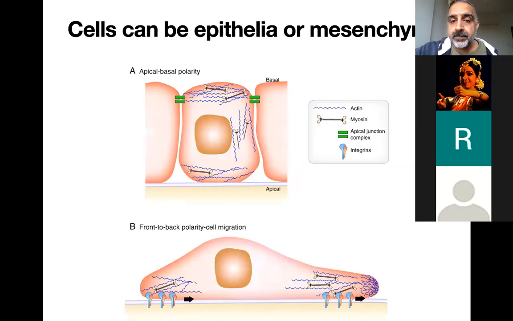I'm putting this up. I want you to, if you can, tell me, you're all aware that cells can either be epithelial or mesenchymal. Is this the first time you're hearing this, or you've heard this before?